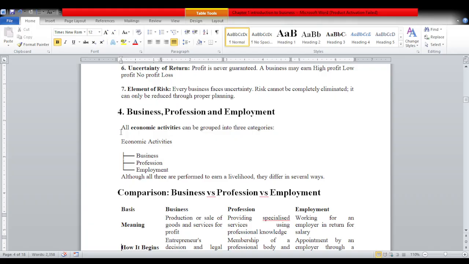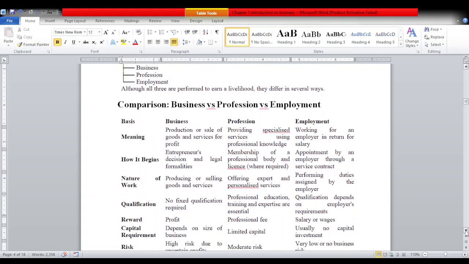Now we are discussing a very important point: business, profession, and employment. All economic activities can be grouped into three categories: economic activities related with business, related with profession, and related with employment.